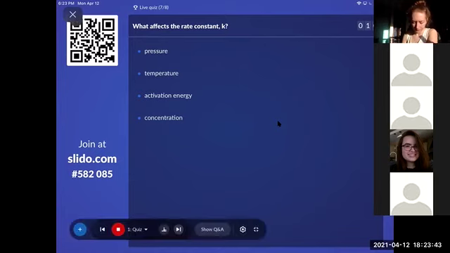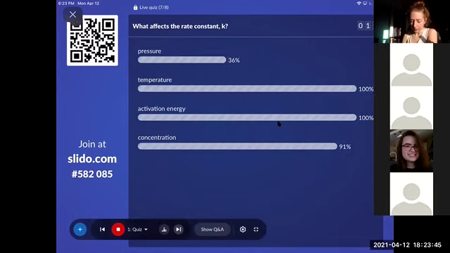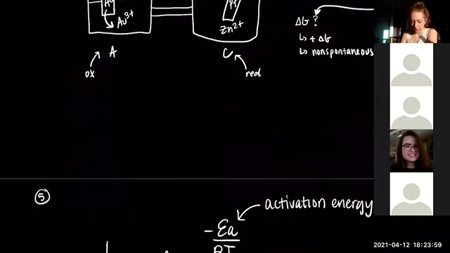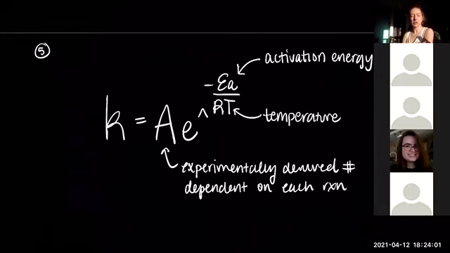Okay, I understand where this is. This is really important to address. Okay, let's break this down. So pressure. Well, I'll go to my slide here. Pressure has nothing to do with anything. We don't see pressure anywhere. We don't deal with pressure. However, we deal with activation energy and temperature.